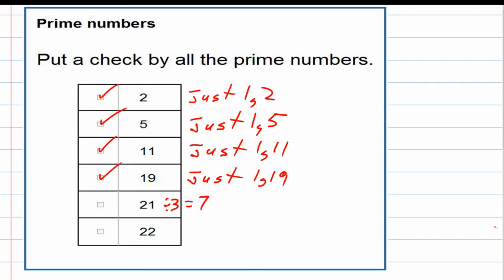And for 22, I go through the same process. I know 1 and 22 divide evenly into 22. But are there other numbers? One right off the bat. It's an even number, so it's divisible by 2. So 2 is a different number other than 1 or 22 that divides evenly into 22. So no, it's not going to be a prime number either. So we have checked off all of the ones that are primes, and the ones that we did not check off are not prime numbers.